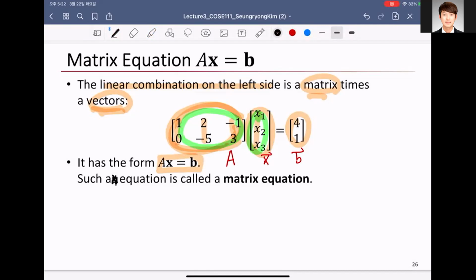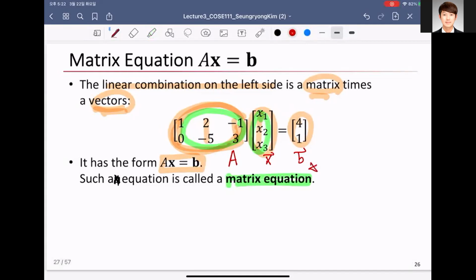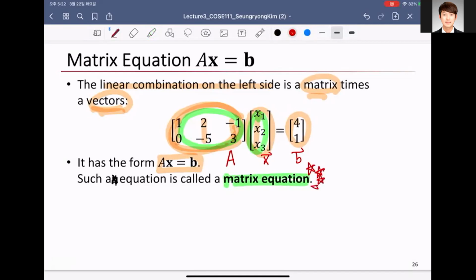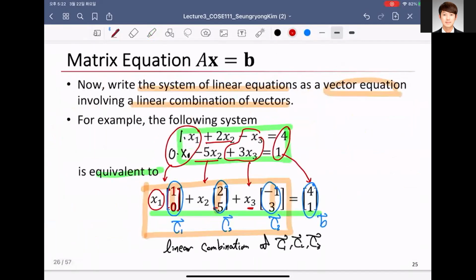Such an equation is called a matrix equation. Matrix equation. It is very, very important concept. Matrix equation.